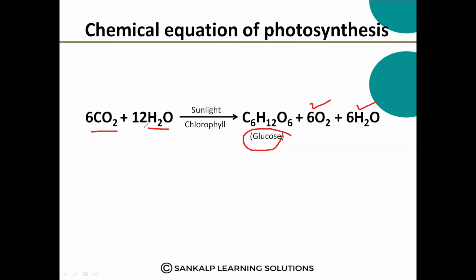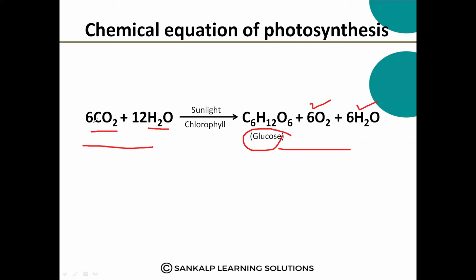Then what is this? 6, 12 and 6 like this. So this is the balanced chemical equation. The 6 represents 6 carbon atoms. A balanced chemical equation means the number of atoms of carbon, oxygen and hydrogen should be the same on the left side and right side of the equation. Both sides of the equation should be balanced.